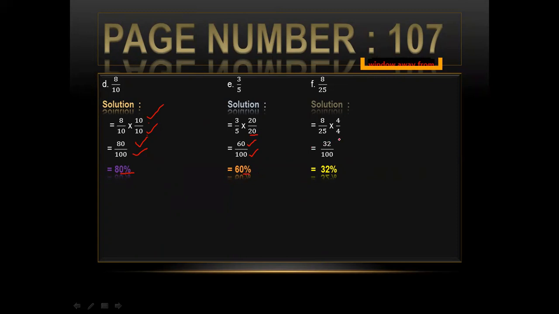The last part of this question is 8 over 25. 8 over 25, again we have 25 in the denominator. To convert it into 100, we multiply it with 4, both the numerator and the denominator. 32 over 100 and 32% is our required answer.